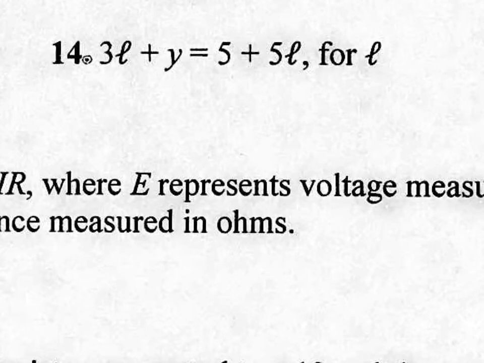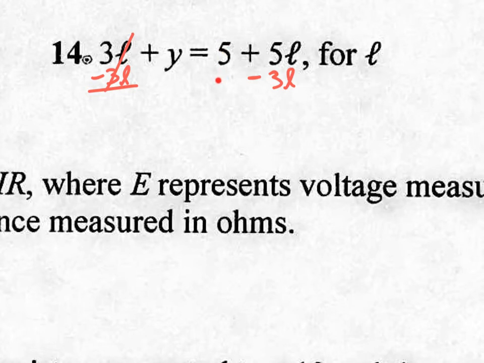Just get rid of one of them. Which one? Let's get rid of the 3L by subtracting 3L. That'll cancel out. What I do to one side, I do to the other side. Take away 3L. Now notice, I'm not going to do take away 3L on the 5 because I can't do that.